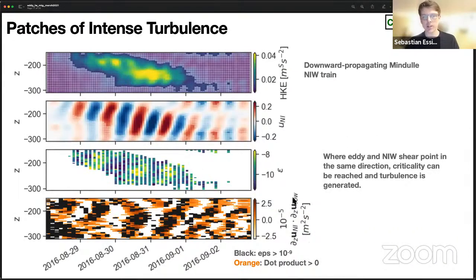We found that these patches are associated with the alignment of the eddy shear and the near inertial wave shear. So whenever these point in the same direction, which is indicated by the orange color in the lowest panel, the dissipation rates are high, which is indicated by the black dots on top of this. So wherever there's a black dot, that's where the dissipation rate is larger than 10 to the minus 9. So the patches can be predicted by the dot product of the eddy shear with the near inertial wave shear.